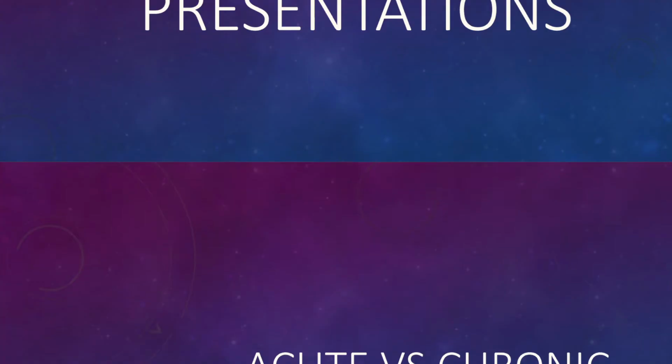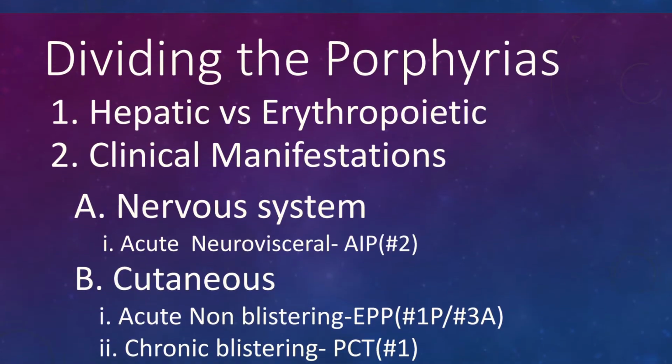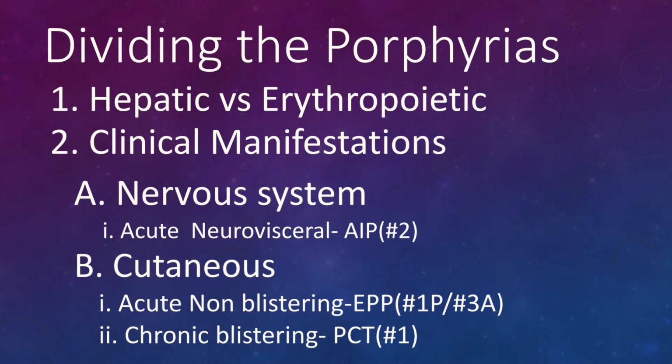So again, we'll go over the clinical presentations. We can break down nervous system to an acute, and the cutaneous involvement can be acute, non-blistering, which is erythropoietic porphyria, which is the number one porphyria in children, but only number three in adults. And the chronic blistering is Porphyria cutanea tarda, which is the number one porphyria. And then finally, this acute intermittent porphyria is the number two porphyria. All the other ones are even more rare than above.